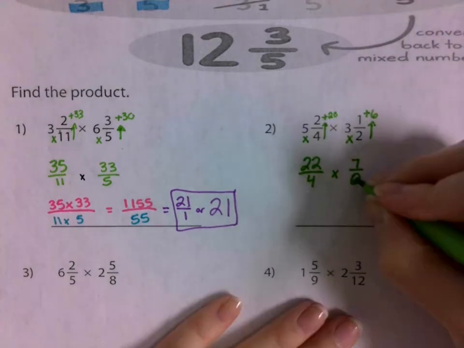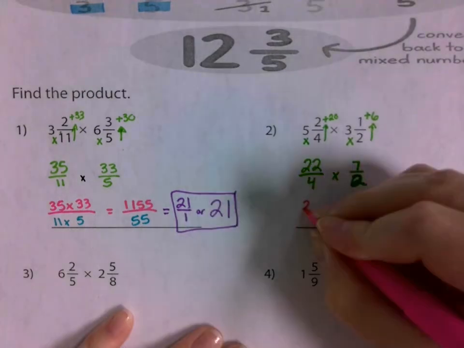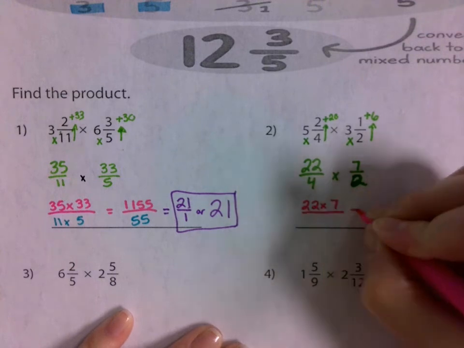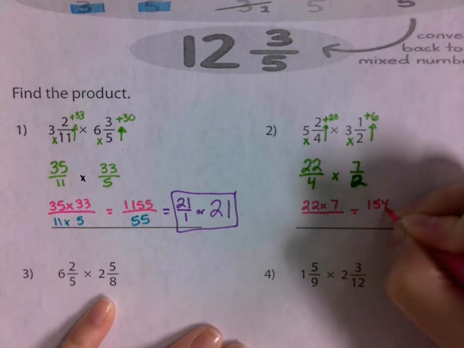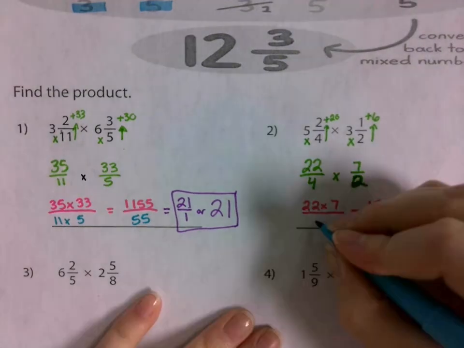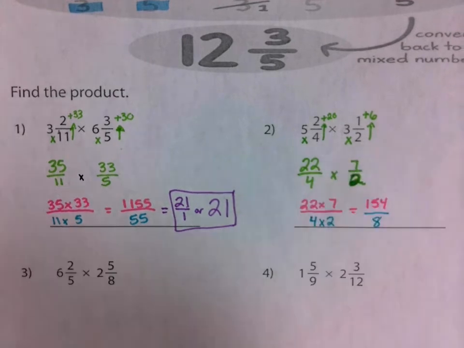Now we focus on just multiplying the tops. So we're going to do 22 times 7, which is going to come out to 154. Then we're going to do 4 times 2, which is going to come out to 8. And then we simplify. 154 over 8 comes out to 77 over 4.